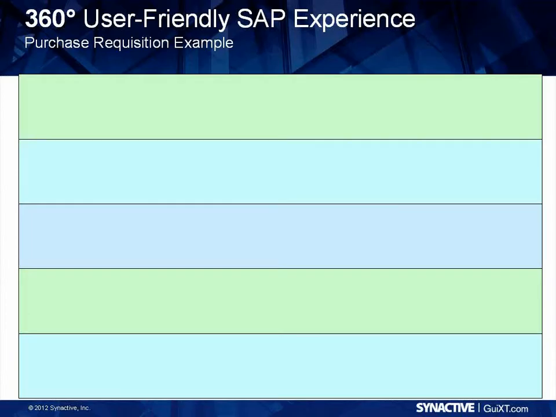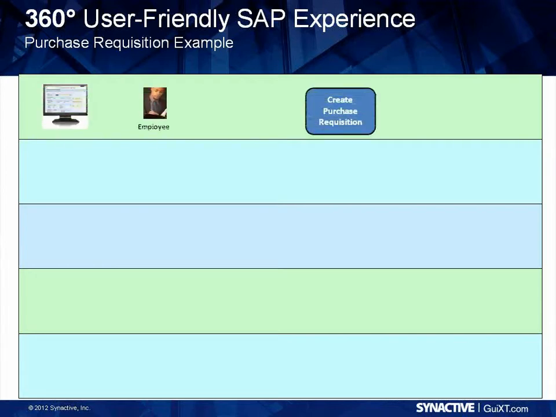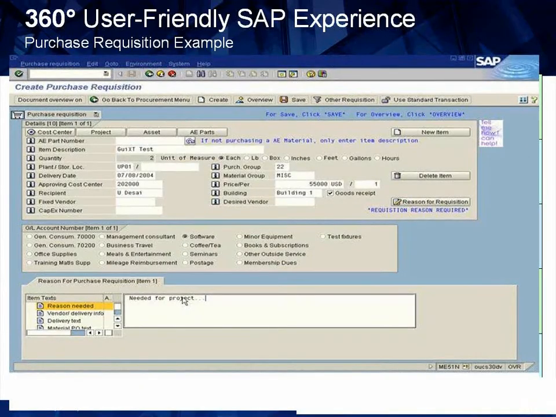So to demonstrate our breadth of SAP usability and mobile solutions, here is an end-to-end scenario showing how GuiXT can expand SAP usage to virtually anyone, any SAP user in your organization. In this scenario, an employee is ordering an item and creates a purchase requisition in SAP GUI. We basically streamlined this from 7 screens down to 1.